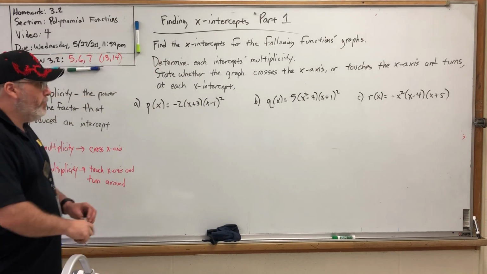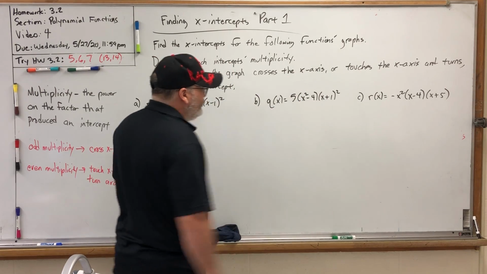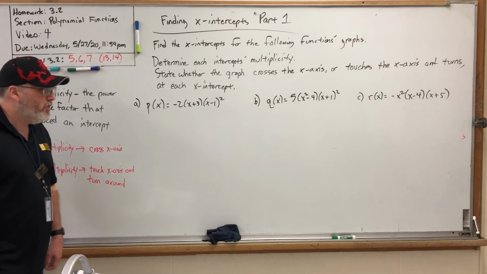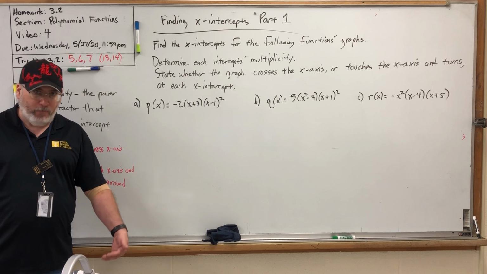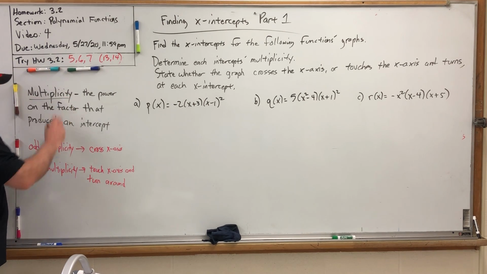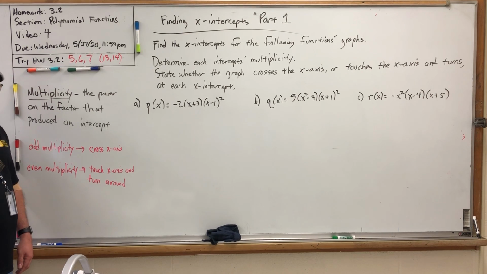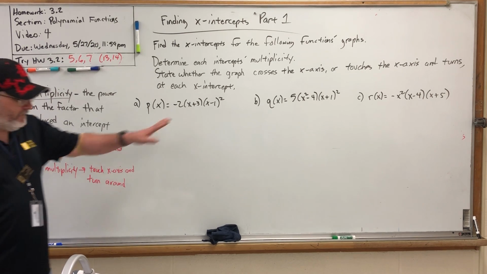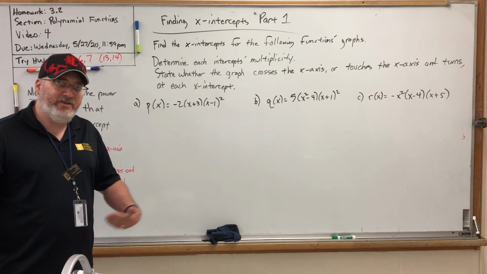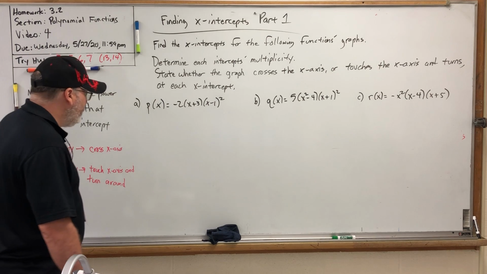So how can we determine whether or not a graph will cross the x-axis or touch it and turn around at an x-intercept? Well, the answer lies in something called multiplicity. For our purposes, the definition of the word multiplicity would be the power of the factor that produced an intercept. So let's find some intercepts and some multiplicities, and then we'll talk about what it does. Of course, I've already got it right here.